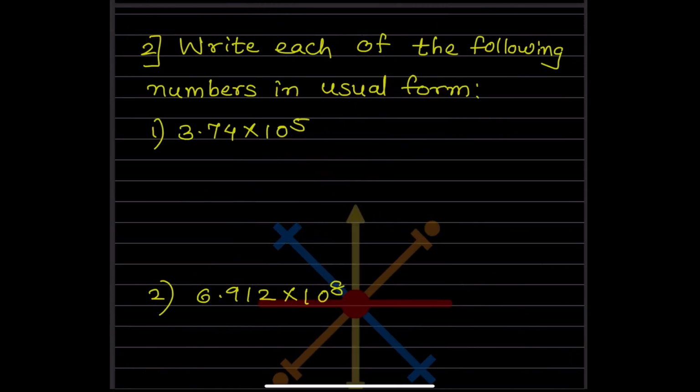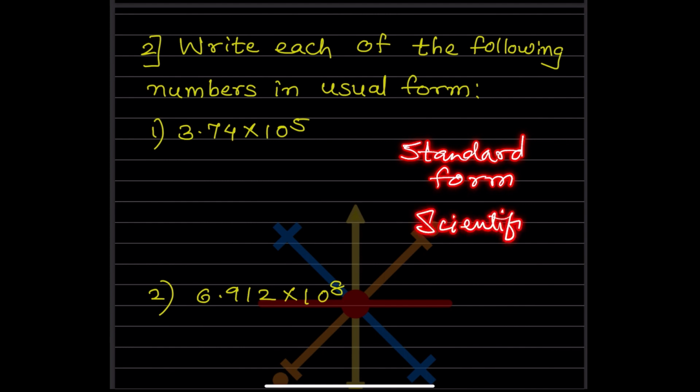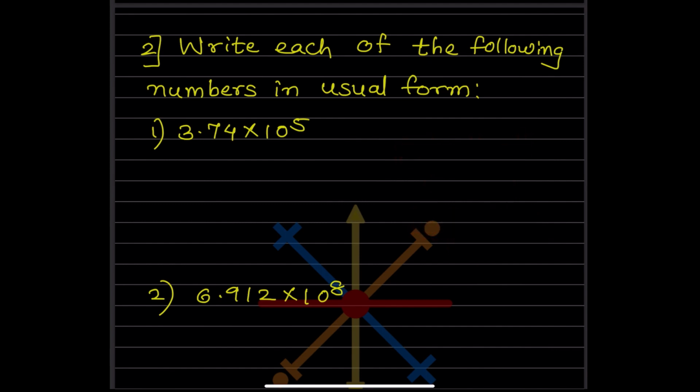Now let us see how to do this problem. Write each of the following numbers in the usual form. We have done the standard form. One thing, again I forgot to tell you: the standard form is also called scientific notation in some places. So write in scientific notation, it's the same as the standard form. Now this we are going to see in the usual form.